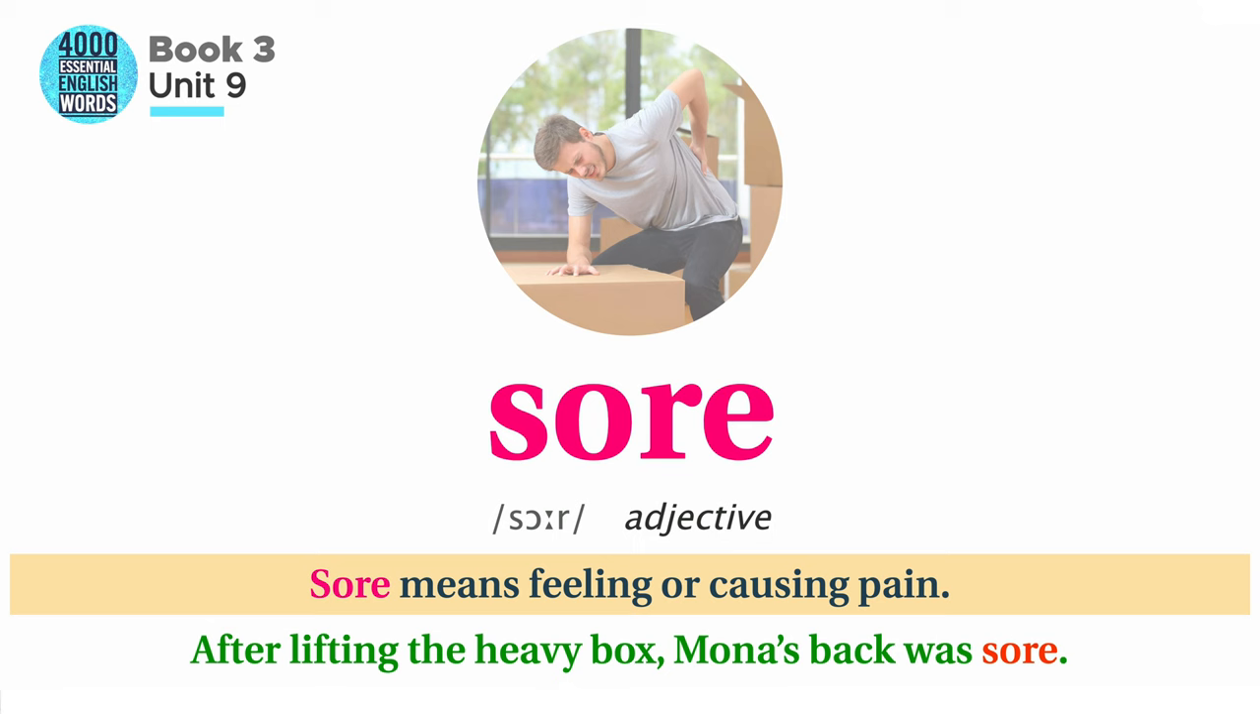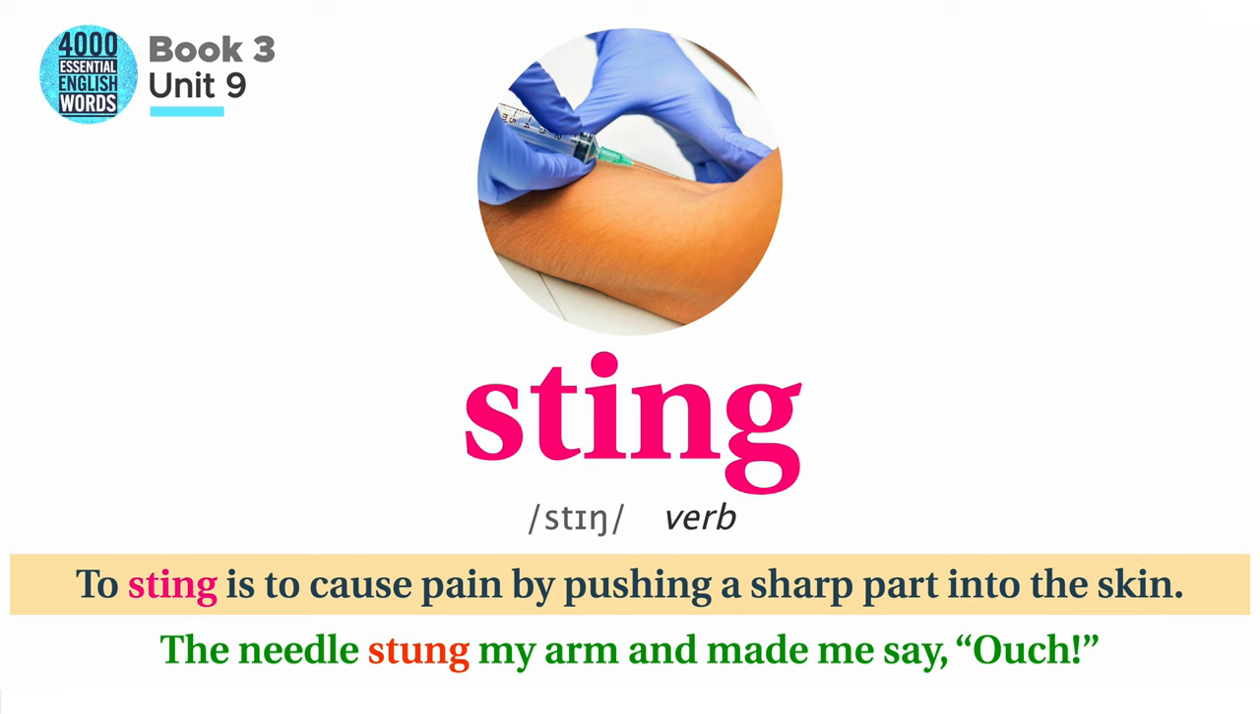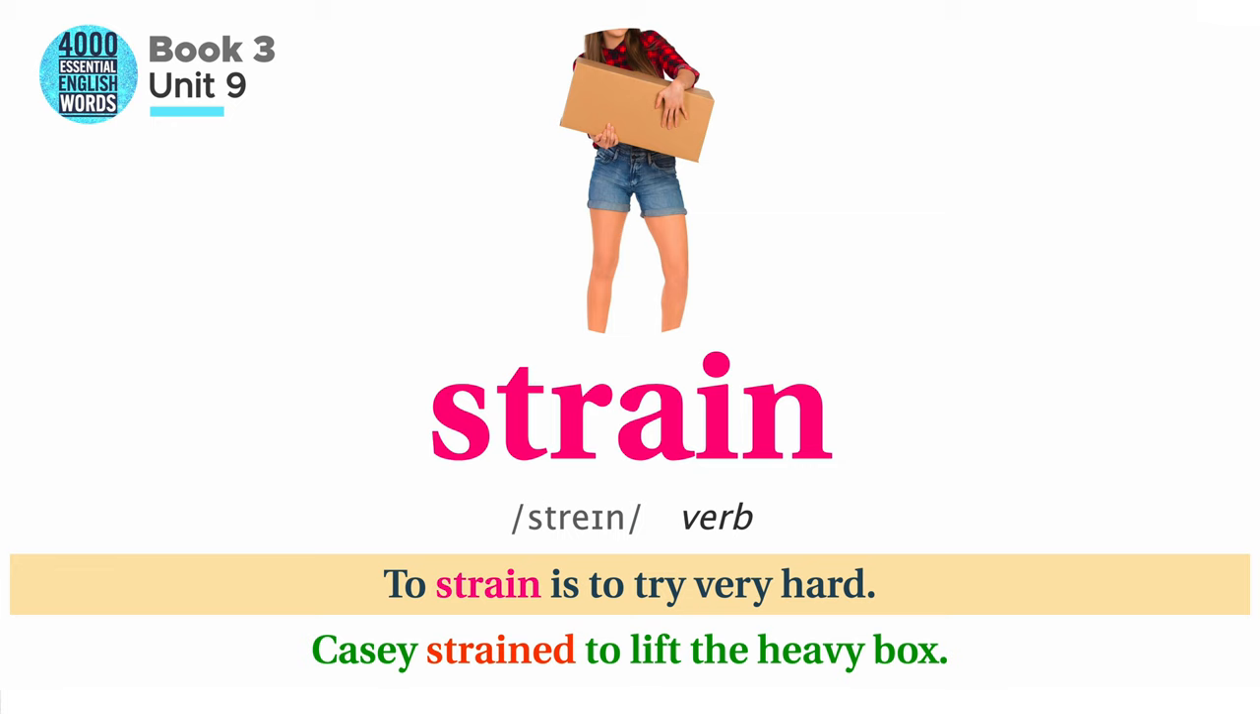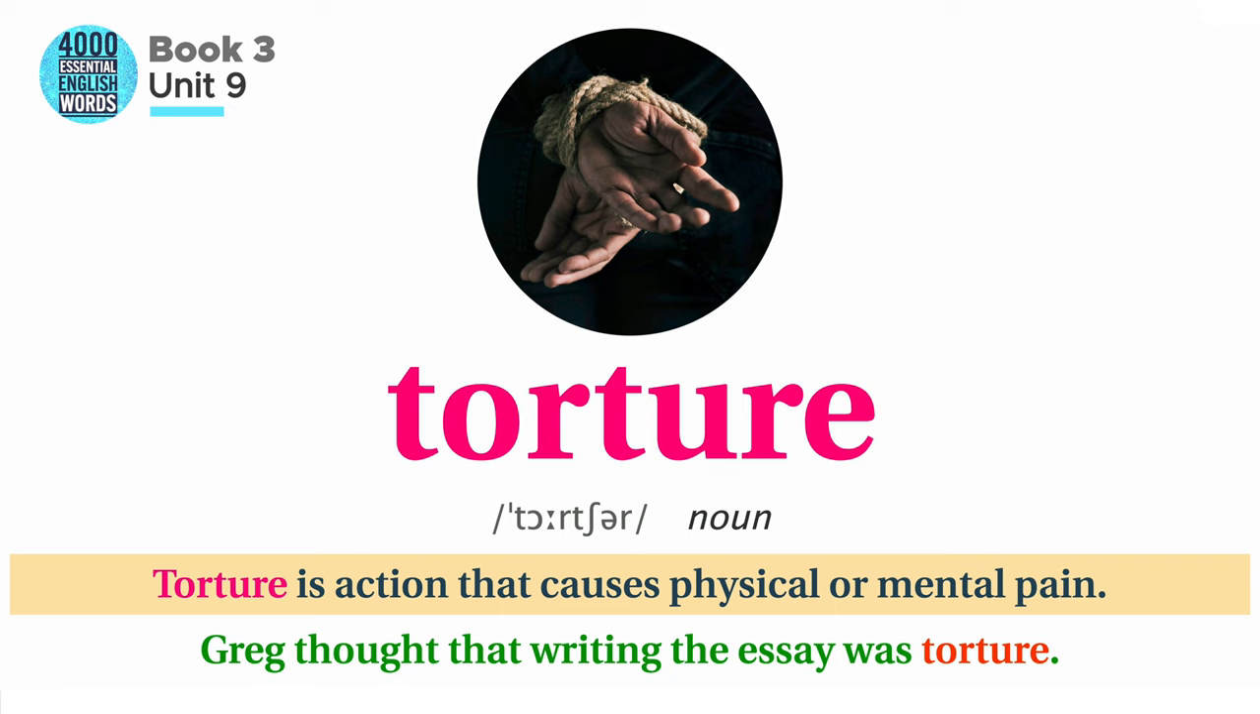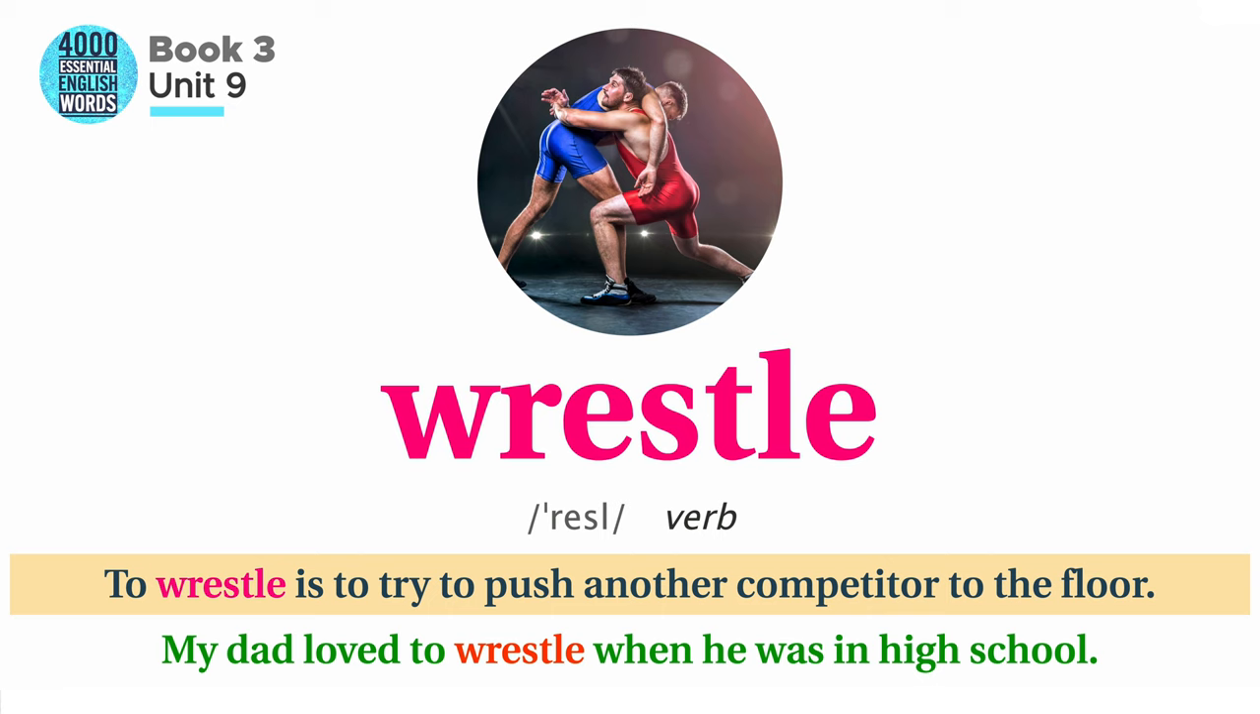Sore. Sore means feeling or causing pain. After lifting the heavy box, Mona's back was sore. Sting. To sting is to cause pain by pushing a sharp part into the skin. The needle stung my arm and made me say, ouch. Strain. To strain is to try very hard. Casey strained to lift the heavy box. Torture. Torture is action that causes physical or mental pain. Greg thought that writing the essay was torture. Wrestle. To wrestle is to try to push another competitor to the floor. My dad loved to wrestle when he was in high school.